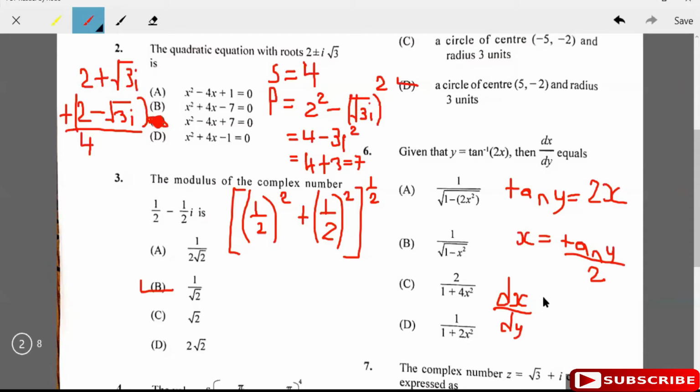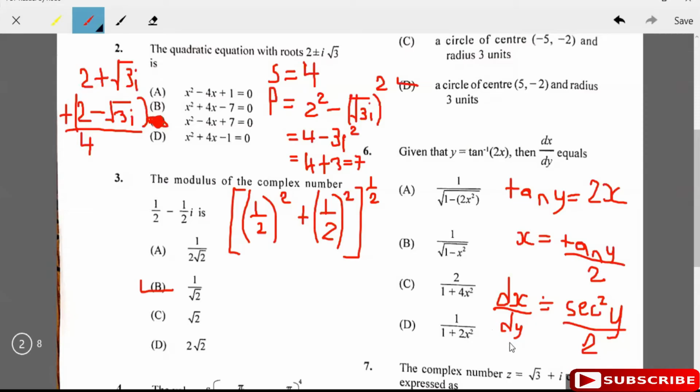is equal to, when I differentiate tan, what do I get? Secant square y. Secant square y over 2. Now what's secant square y? Secant square is 1 plus tan square. And 1 plus tan square, well, tan y is 2x. And so 1 plus 2x.